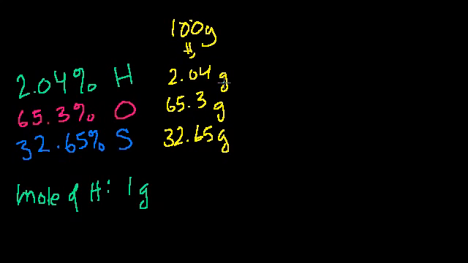So if we have 2.04 grams of hydrogen, how many moles of hydrogen do we have? Well, 1 mole is 1 gram, so we have 2.04 moles of hydrogen. Notice, the mass tells us what the mass of the hydrogen is, while the moles tell us how many hydrogen atoms we have. This is 2.04 times 6.02 times 10 to the 23 hydrogen atoms. So 1 mole of hydrogen, there you go.